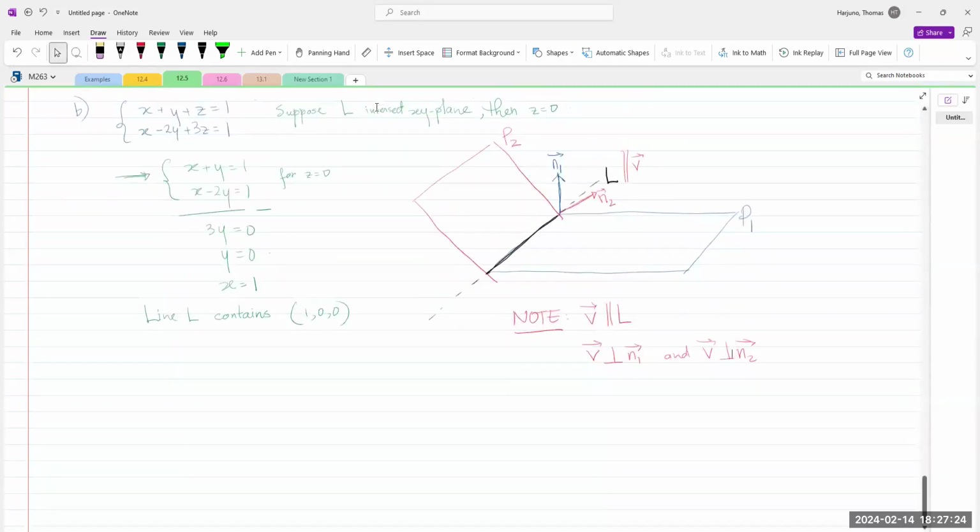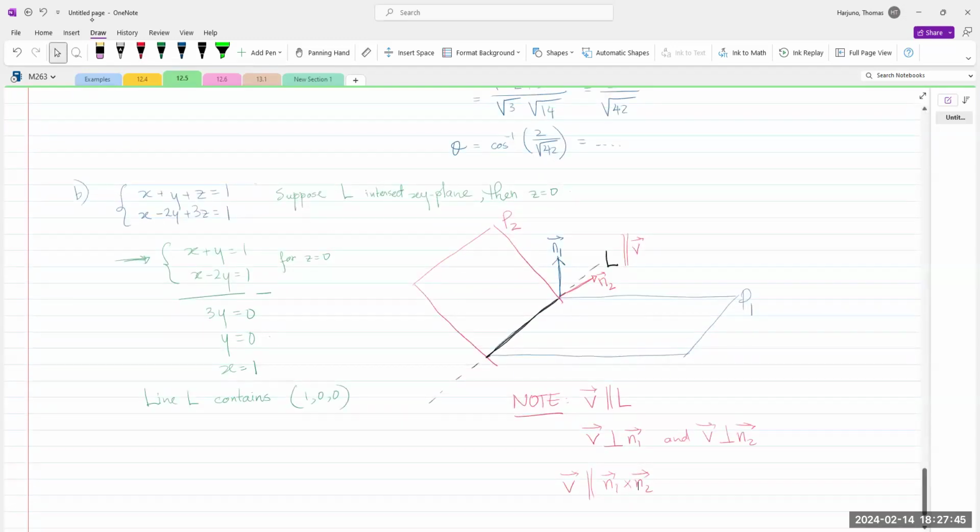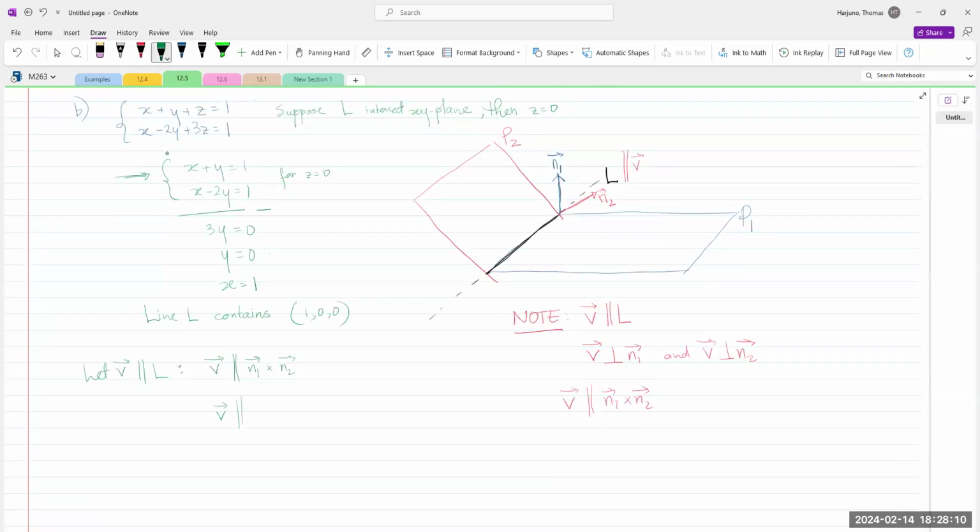Therefore, we can say that vector V must be parallel to the cross product. Remember this technique? So knowing how to do cross product is not everything. Cross product is a tool for us to analyze a lot of other things, and one of them is here. So let's come back now. What is the vector V? Let V be parallel to line L. We will choose V to be parallel to the cross product of the normal vectors. So V is parallel to i, j, k. By the way, you can just make vector V equal to N1 cross N2. Let me just do so then.